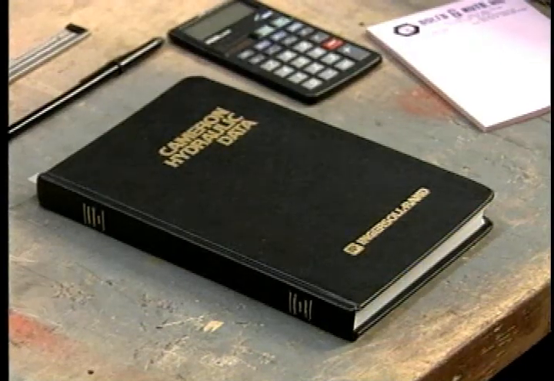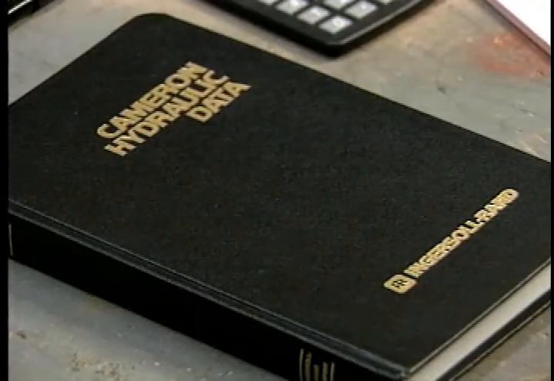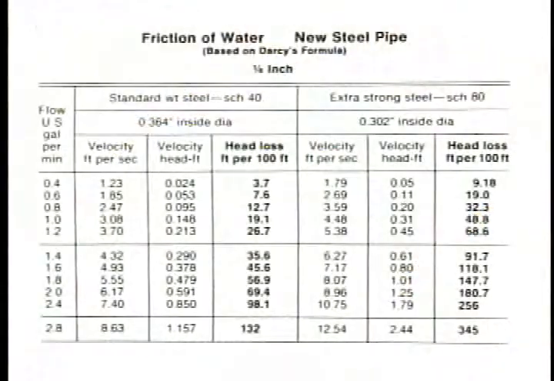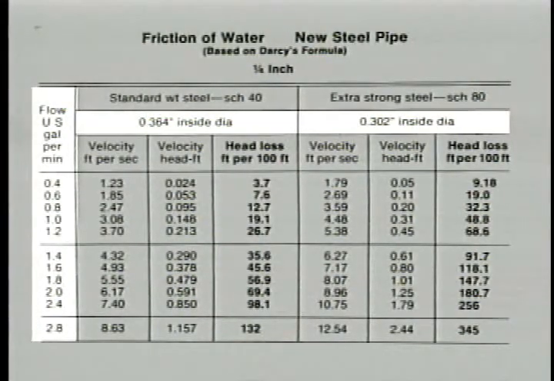The amount of friction head can be calculated from information found in tables in most hydraulic handbooks, like this one, the Cameron Hydraulic Data Book. In this book, friction losses are pre-calculated and arranged in tables. They are usually expressed in so many feet of head loss per 100 feet of pipe. Notice that the inside diameter of the pipe and the flow rate have a lot to do with how much friction head is in the system.